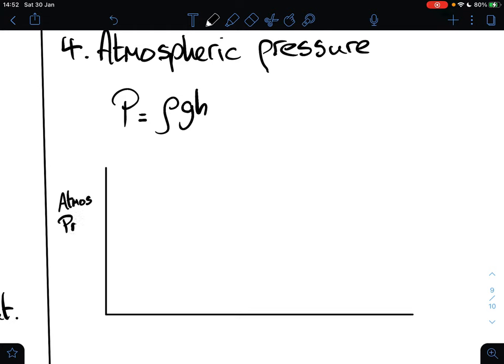I'm just going to put pressure. Okay, here we have elevation, like so. Now, if we are at sea level, that is the highest pressure we will get. So you and I, we're sat pretty much at sea level, give or take a couple of 100 feet. And so it's 101 kilopascals.